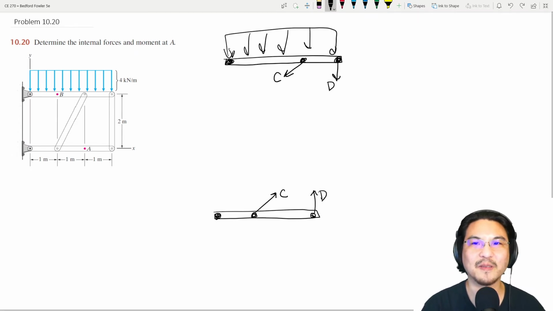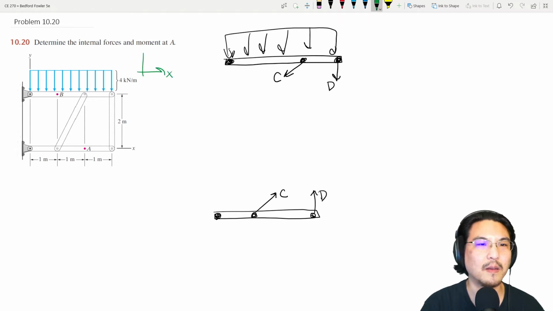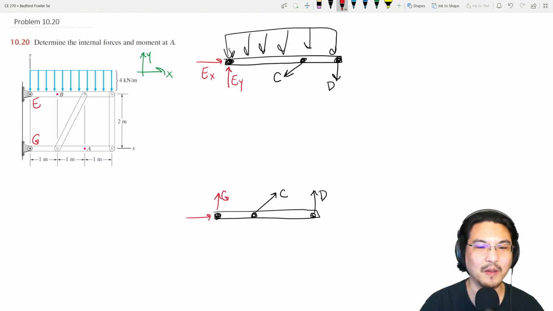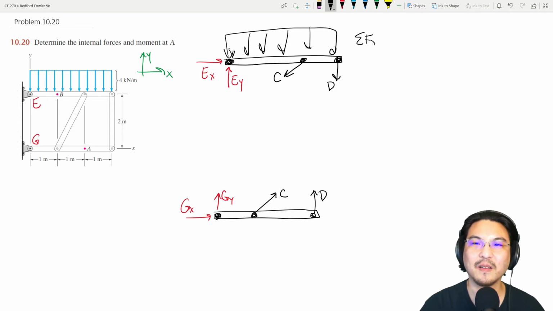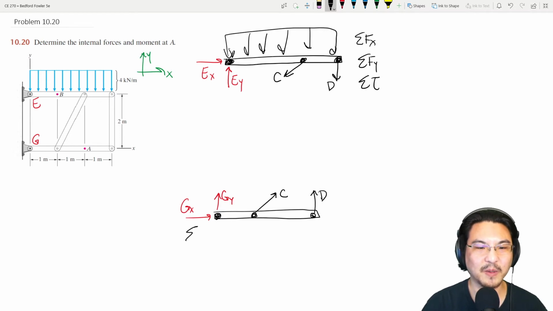Let me pick coordinates. Okay, so if I call this pin E and pin G, I'll decompose the reaction at pin E into X and Y components. And then at pin G, I'll decompose that into components. Okay, so now, let's see, we have 1, 2, 3, 4, 5, 6 unknowns. And we can write 6 equations, which means we should be able to solve for everything. Okay, so X direction.